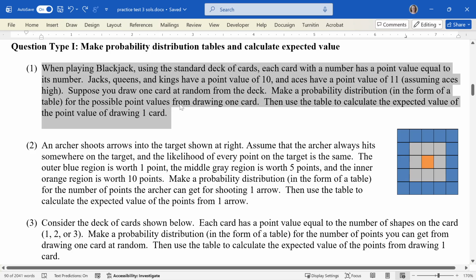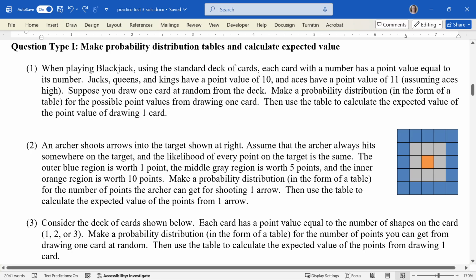When playing blackjack using the standard deck of cards, each card with a number has a point value equal to its number. Jacks, queens, and kings have a point value of 10, and aces have a point value of 11, assuming that we're playing with aces high. You can also count aces as ones, but just for the purpose of this problem, we'll assume that they're 11. Suppose you draw one card at random from the deck. Make a probability distribution in the form of a table for the possible point values from drawing one card, and then use the table to calculate the expected value of the point value of drawing one card.